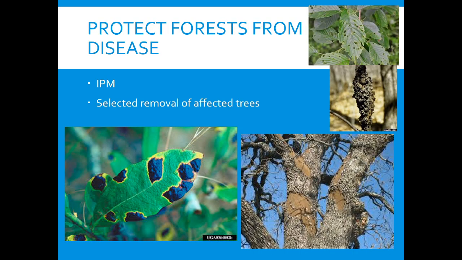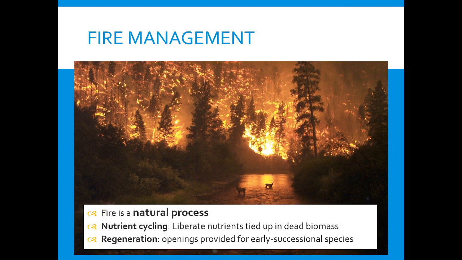Something else that can be done to help protect these forests is to protect them from diseases through integrated pest management and selected removal of affected trees. So you can see that in certain species, if there is a disease, using IPM or by removing some of those affected trees, we can help prevent the spread of diseases. Fire management is also a very important factor that has to go into place.